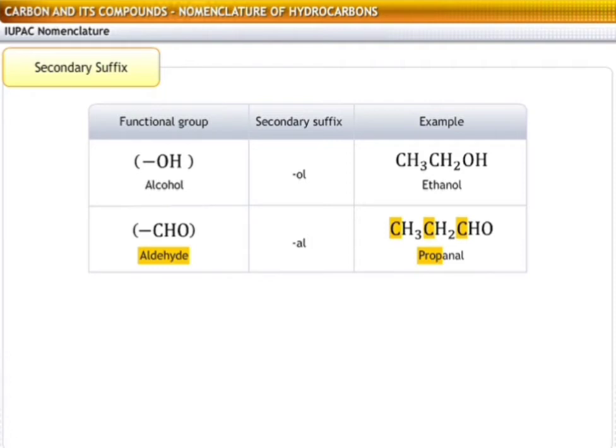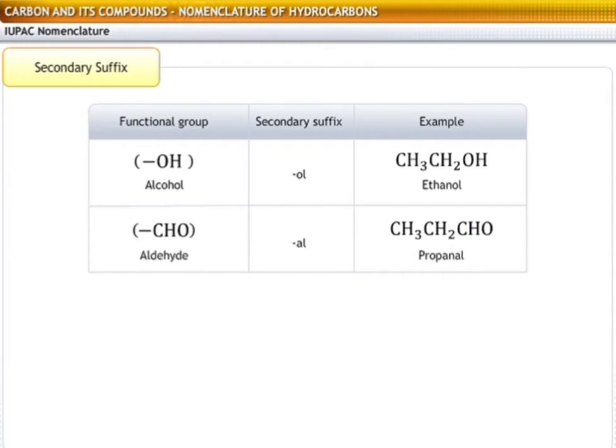However, the molecule contains a functional group CHO, so a secondary suffix needs to be included in the name. Remove the E from alkane and add the suffix "al". Therefore, the IUPAC name of the given molecule is propanal.